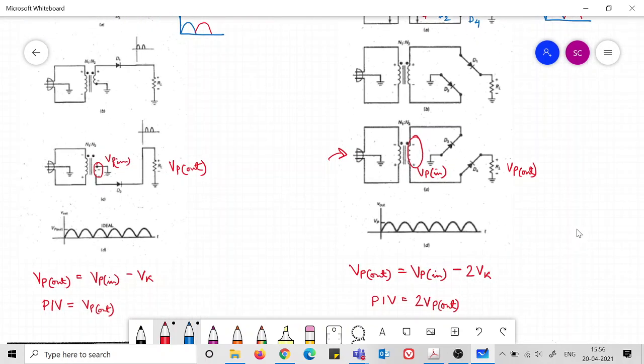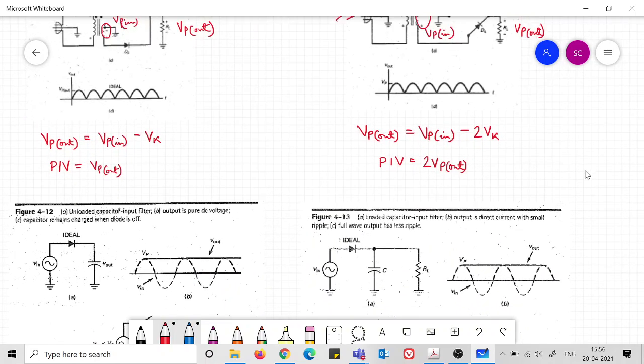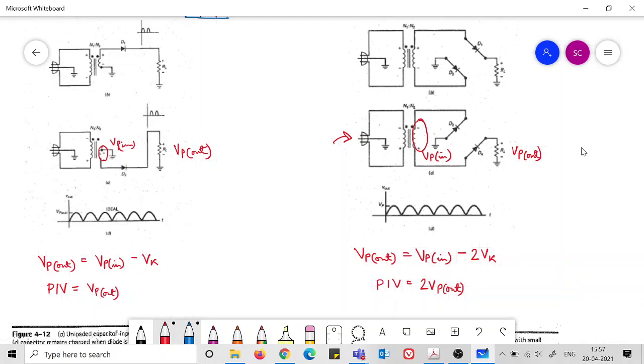So with this, I would end the lecture for today. Tomorrow, I will continue with the circuit. And if you have any confusion, you go through this and go through the book also on half wave and full wave rectifier. If you have any further queries, you please ask me, post me, and I will try to resolve that.